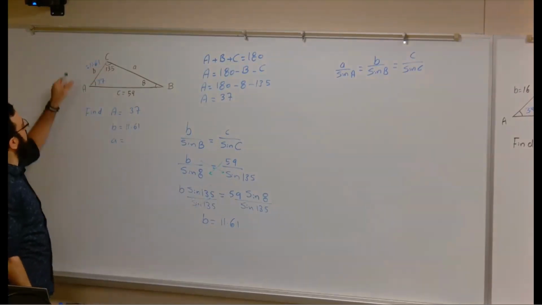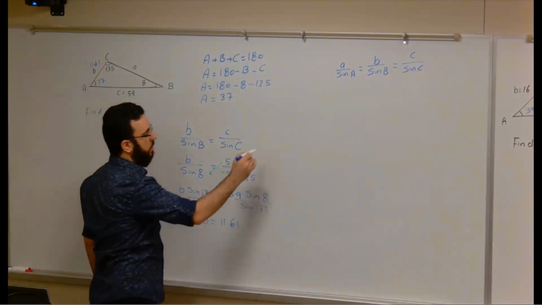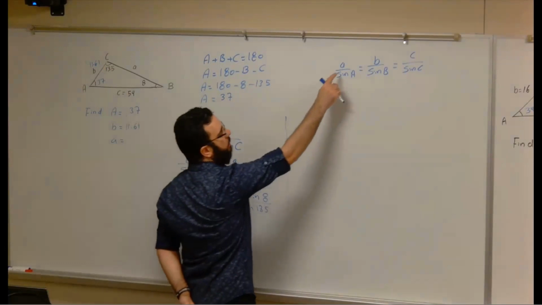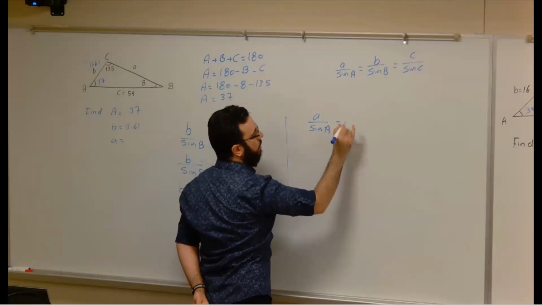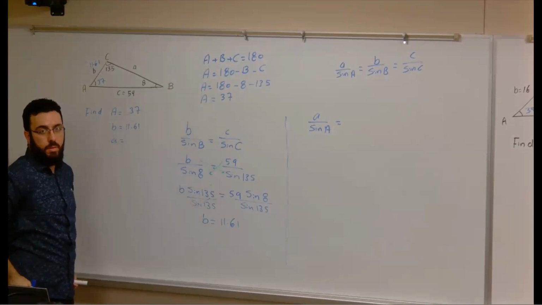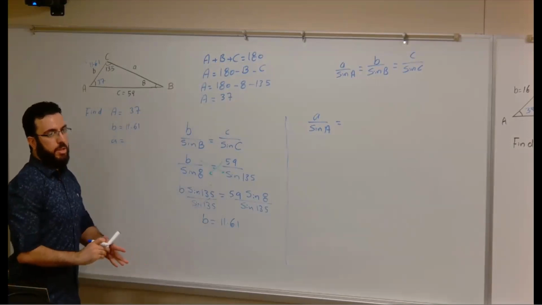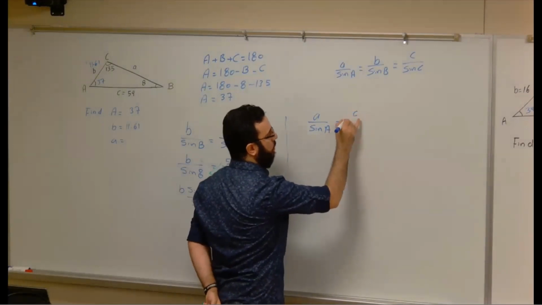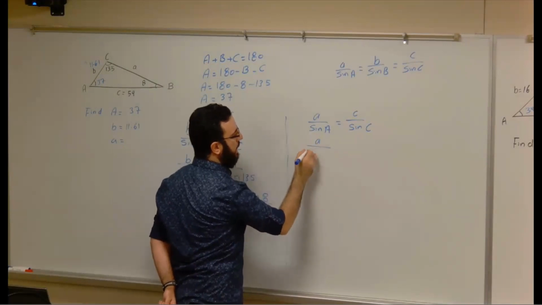Now tell me, what's the next step? We need to find A. Which one you want to use? I need to find A. That means I have to write down A over sine A. You want to use B or C? Both is going to be right. You have B, C. Let's use C. So I'm gonna say equal C over sine C.